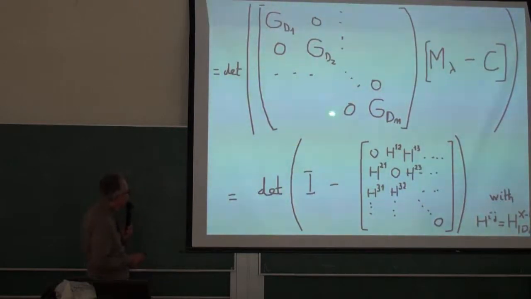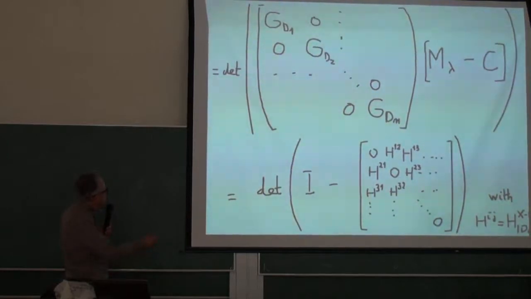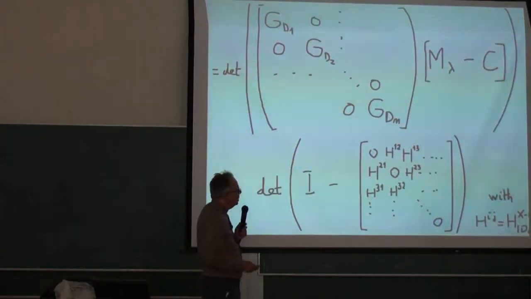Now, actually, I replace G minus 1 by what it is, this kind of generator, the diagonal M lambda minus C, and I just compute what it is. And so you see, when you are on the diagonal, you get actually the generator associated with G_Di, you get identity on diagonal blocks. But elsewhere, you get the Poisson kernels.